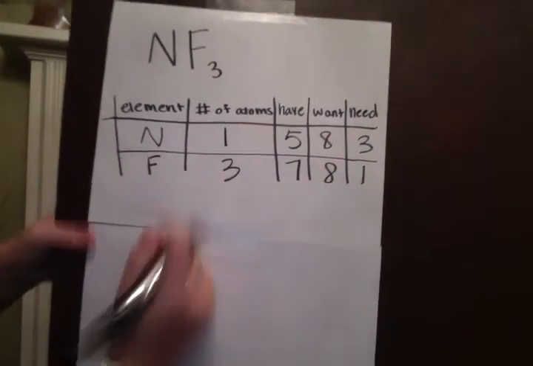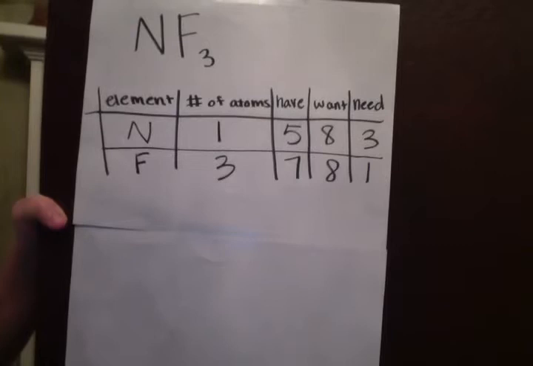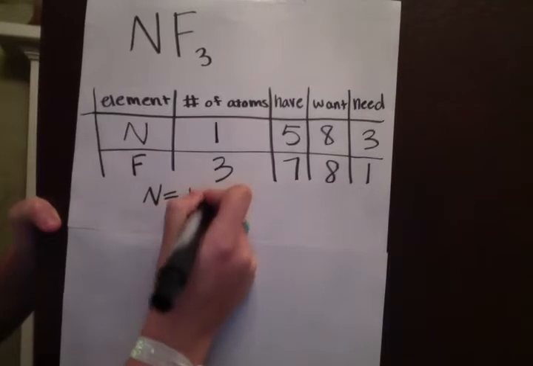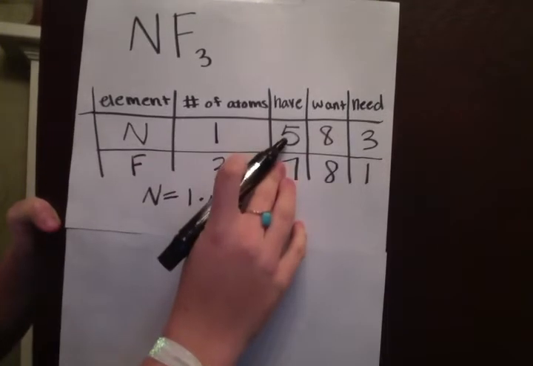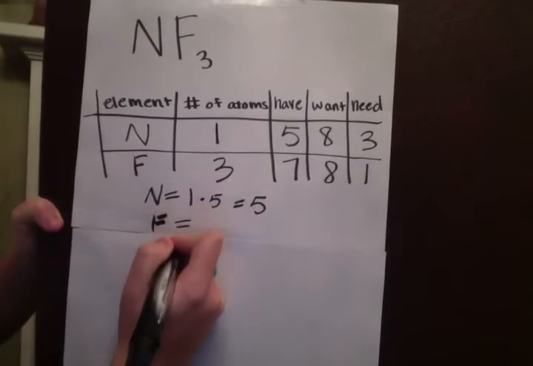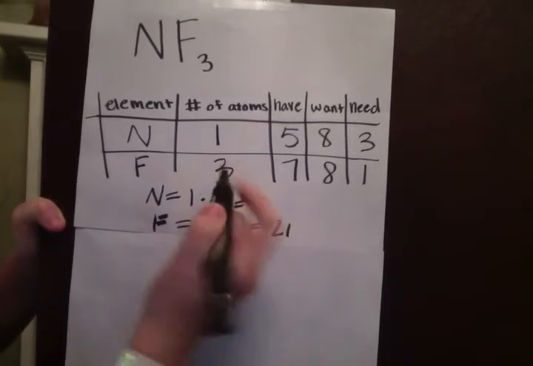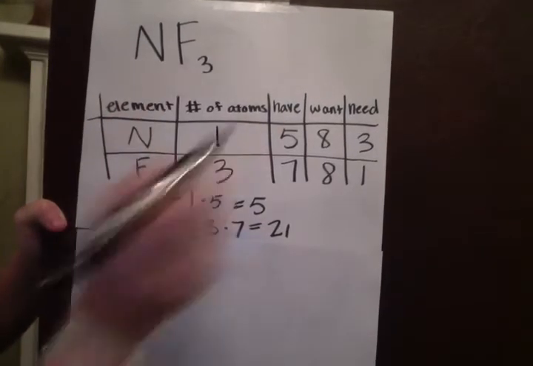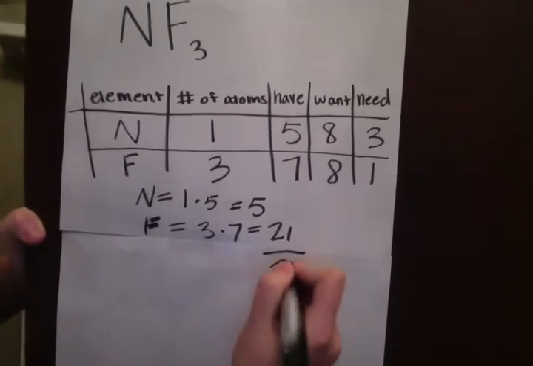So now we need to figure out how many total valence electrons there are going to be. So we'll do N equals 1 times 5, which equals 5. We do the number of atoms times the number of electrons that they have, and then F equals 3 times 7, which equals 21. There's 3 atoms and then 7 electrons. And since there's no negative or positive charge on this, the total number of electrons is 26.